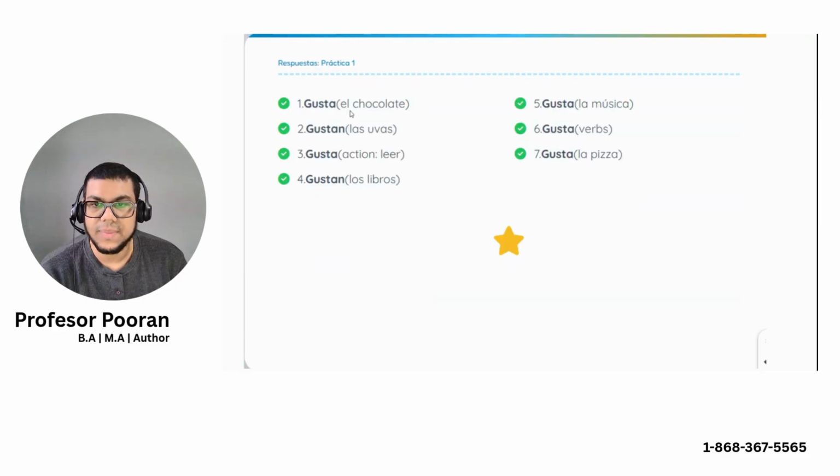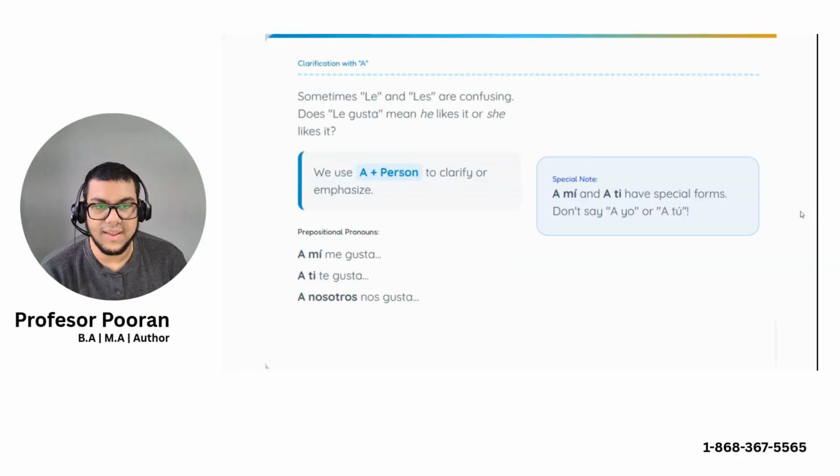So here again, gusta because it's el chocolate, gustan las uvas, gusta because it's an action, leer, gustan los libros, gusta la música, gusta for verbs, and then of course gusta for la pizza.